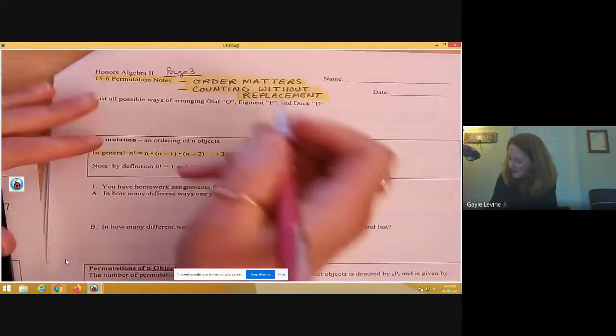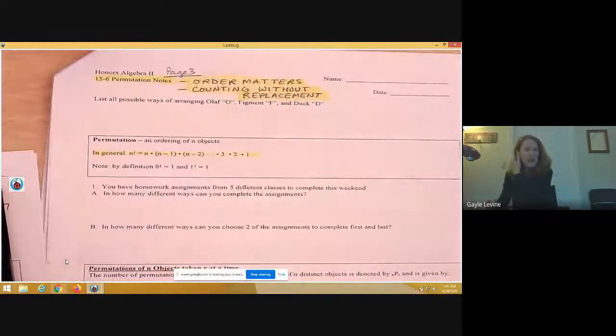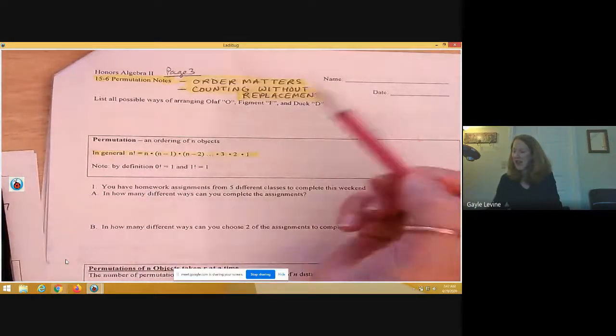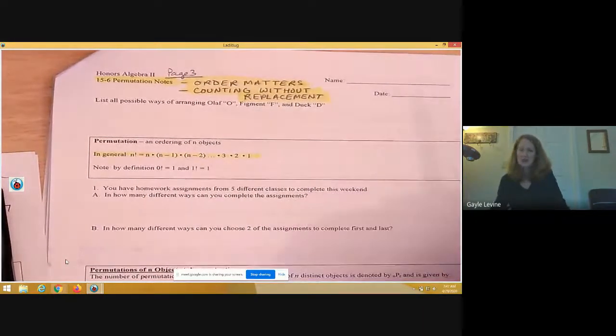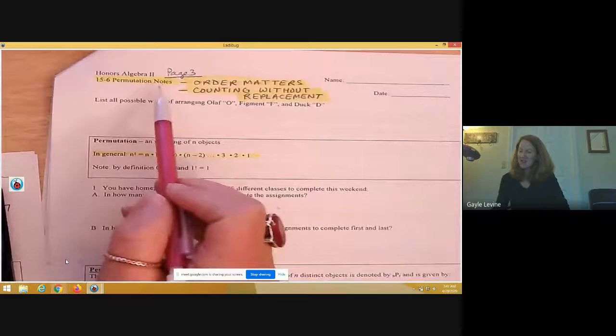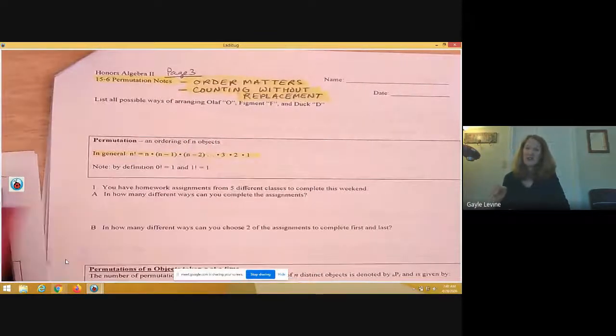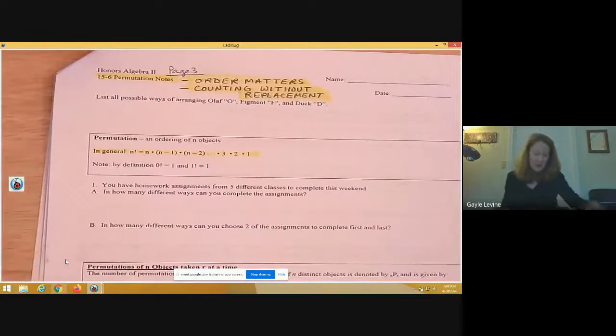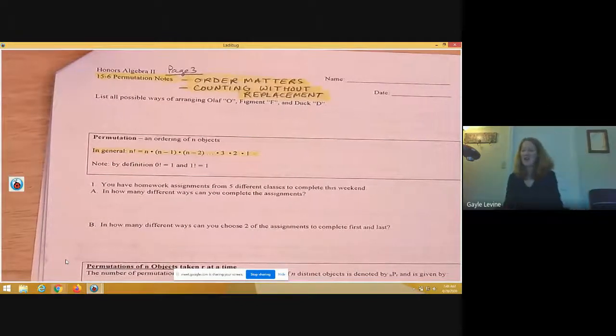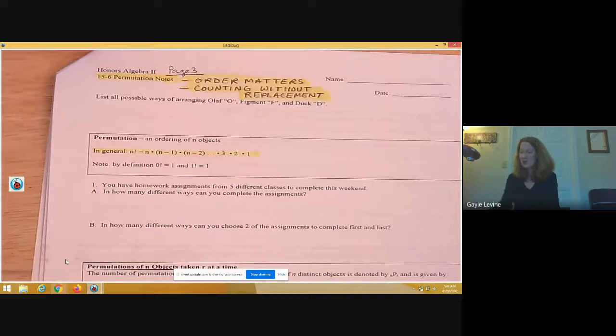Before I do that, I just want to mention real quickly, I would highlight this at the top of your page. For permutations, and I'm going to get into this, order matters, and we are counting without replacement. Those are really the big ideas that you will want to reference, because that is pretty confusing once we do our next lesson the following week.